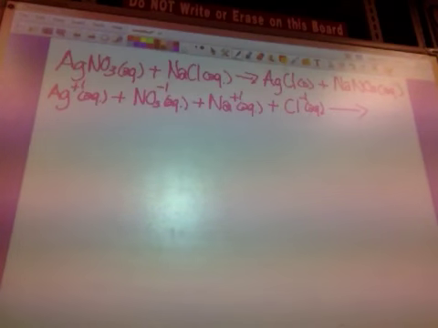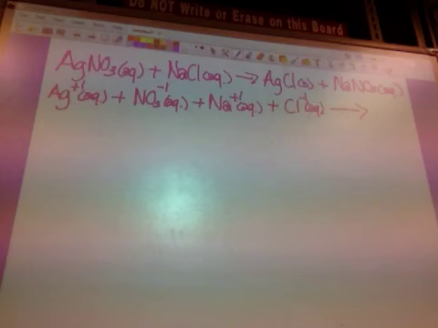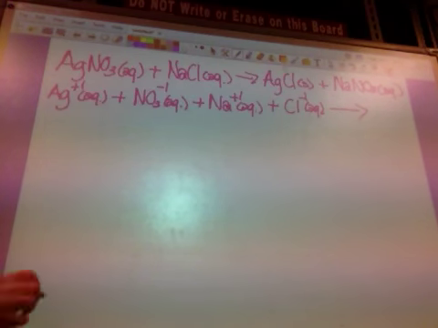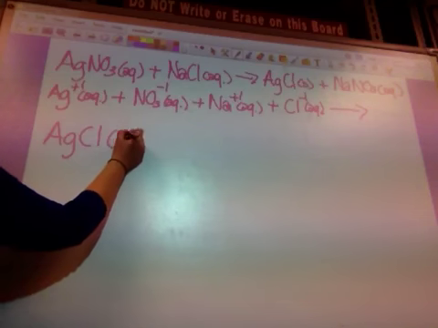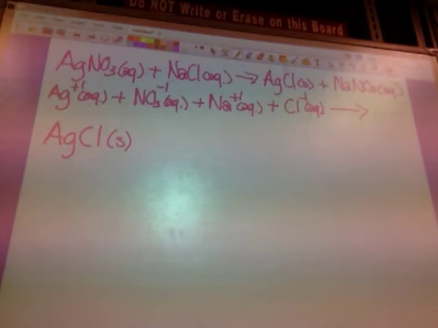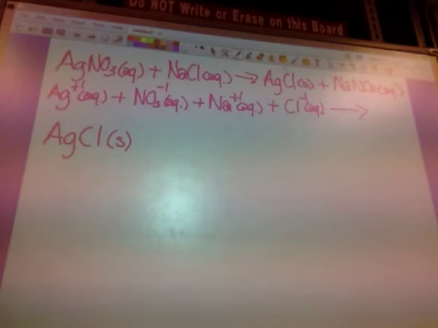Now, silver chloride is a solid. And I told you that solids cannot dissociate into their ions. So I can't touch that one. I'm just going to bring down AgCl, solid. Can't touch a solid. So I can never break that down. So I'm just going to bring what I have down if it's a solid, liquid, or gas.